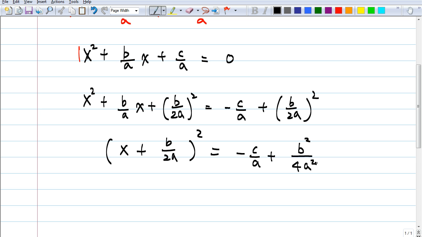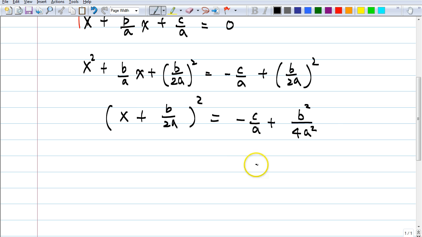Good. Now, let's simplify the right side because right now it does not have a common denominator. Don't you want to add them together? So is there a way to make it so that they have a common denominator? Yeah, let's multiply top and bottom of this by 4a so that we have a common denominator. So let's rewrite this.